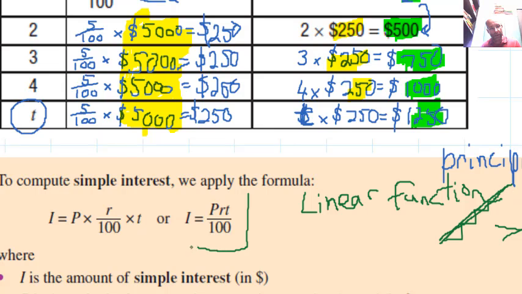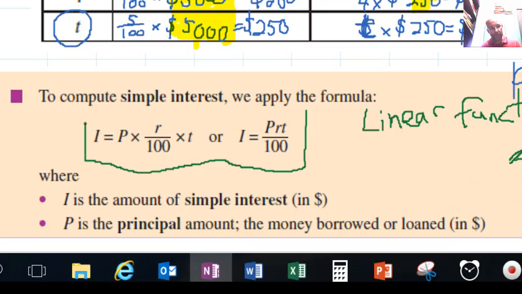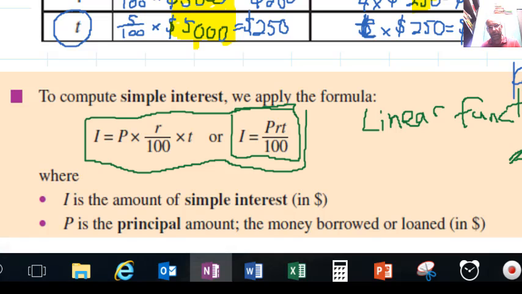So it's a flat rate or simple interest. Here's the formula. You need to know this formula. To compute simple interest, we've got I equals P times R on 100 times T, or a lot of people prefer this neater version of the same formula. So I equals P times R times T.